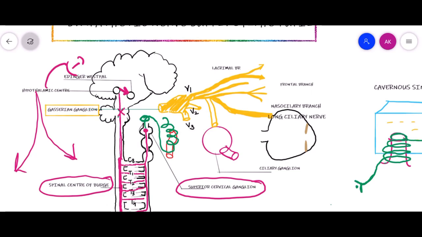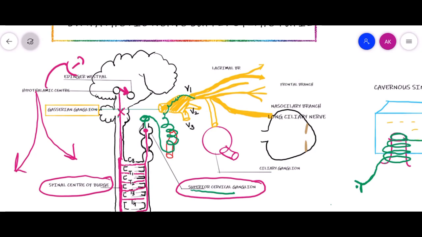So our fibers are going to go and pass over this ganglion. Okay, so they are not relaying in this Gasserian ganglion. Don't get confused. The sympathetic fibers are relaying where? They are relaying in the superior cervical ganglion. So they are going to just pass like that near the Gasserian ganglion, and finally they are going to enter where? In the V1 division in the cavernous sinus. That means in the ophthalmic division.